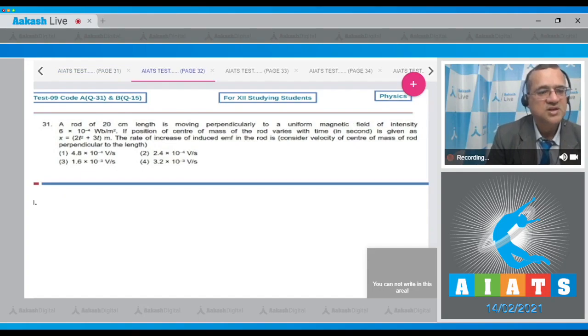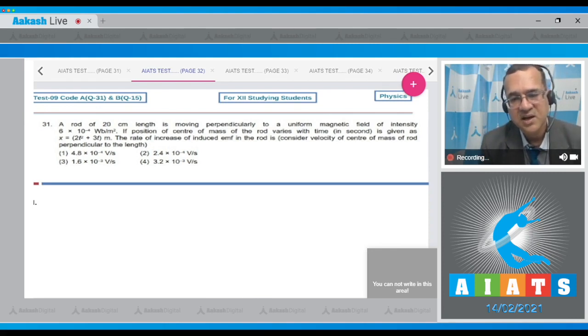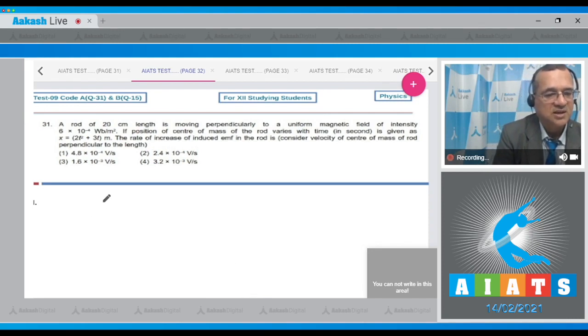Question number 31: A rod of 20 centimeter length is moving perpendicular to a uniform magnetic field of intensity 6 × 10^-4 Weber per meter square. If the position of the center of mass of the rod varies with time, given by the relation x = 2t² + 3t in meters, the rate of increase of induced EMF of the rod is, these are the four options given. Consider the velocity of the center of mass of the rod to be perpendicular to its length.